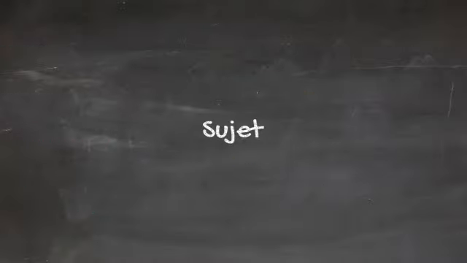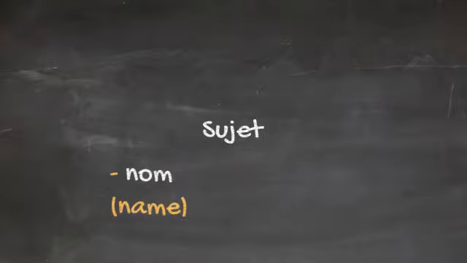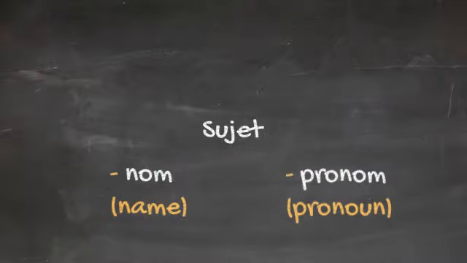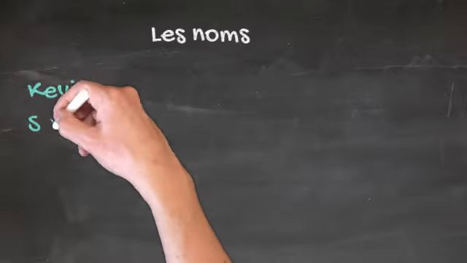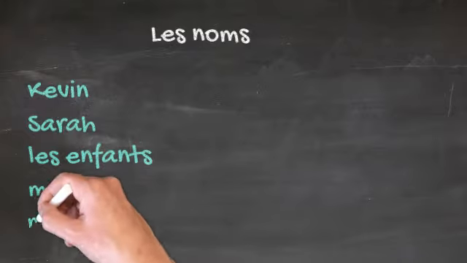Le sujet. It can be two things, either le nom, name, or le pronom, pronoun. Let's start with les noms. For example, Kevin, Sarah, les enfants, maman, mon frère.